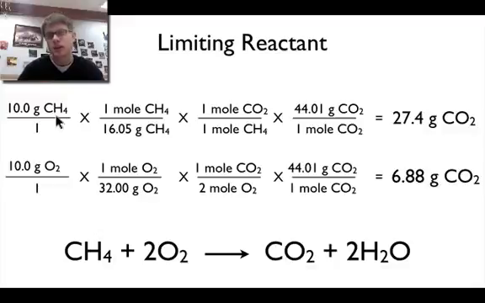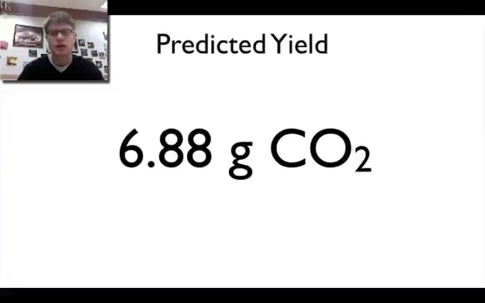Okay, the other thing I mentioned I would talk about is the percent yield. And so in this theoretical experiment, we're going to get 6.88 grams of carbon dioxide. That's with all the oxygen reacting with all of the methane, but that never happens. So this is what we call a predicted yield. If everything went perfect, in other words, if every molecule of methane reacted with every molecule of oxygen, we'd get 6.88 grams of carbon dioxide.